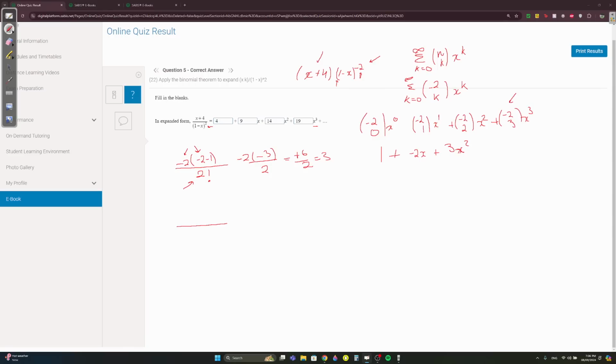Next, negative 2 choose 3. Same thing. What do we start with? The bottom factorial, 3 factorial. What do we start with then? Negative 2. Now we have to keep on subtracting until I have how many terms? 3 terms. I already have 1 term. Second term, negative 2 minus 1. Third term. Okay, let's solve. It becomes negative 2, negative 3, negative 4 over 3 factorial. 3 factorial is 1 times 2 times 3.